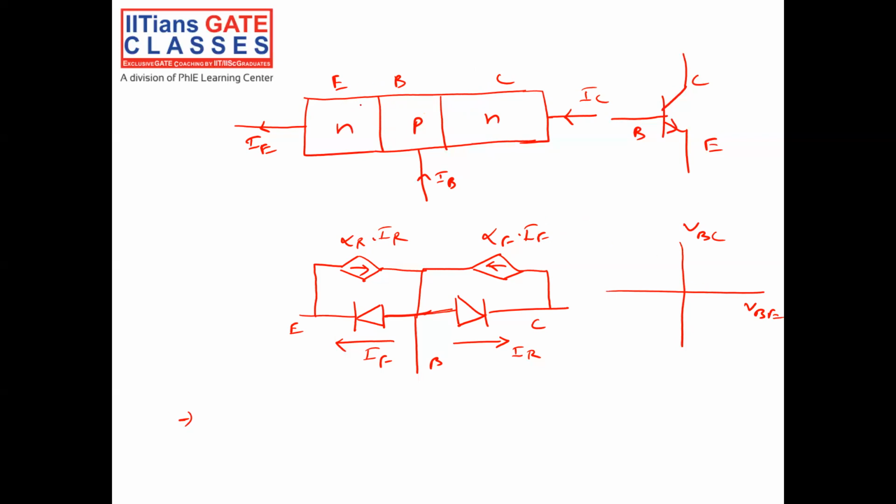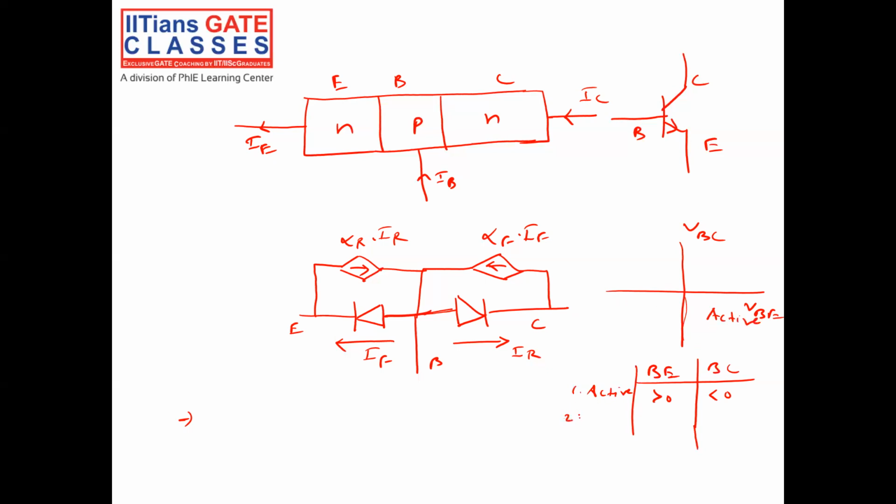So you see, what is the active mode of operation? For active mode operation, we will take the base to emitter junction and the base to collector junction. So for active, the base to emitter junction should be forward bias, so VBE should be greater than 0, and VBC should be less than 0, because it should be reverse bias. So I am in this region.